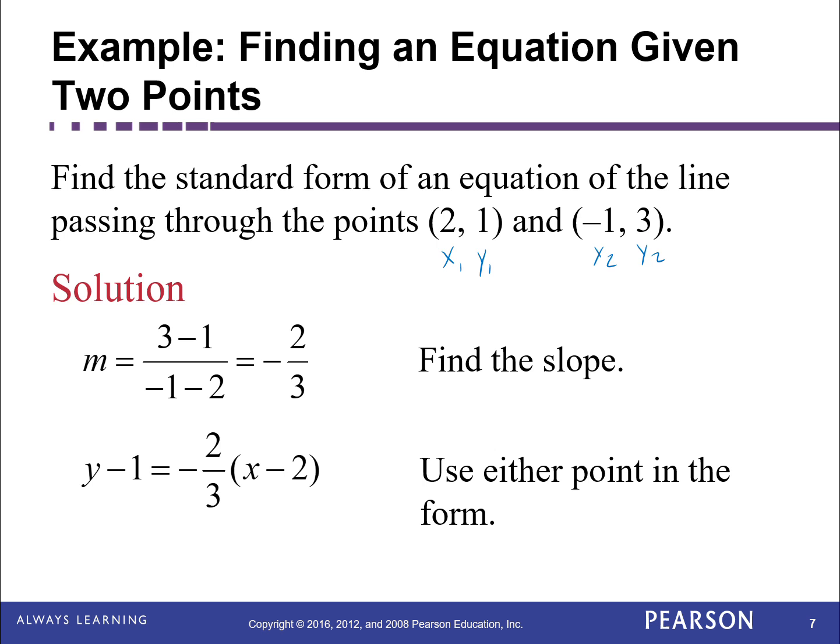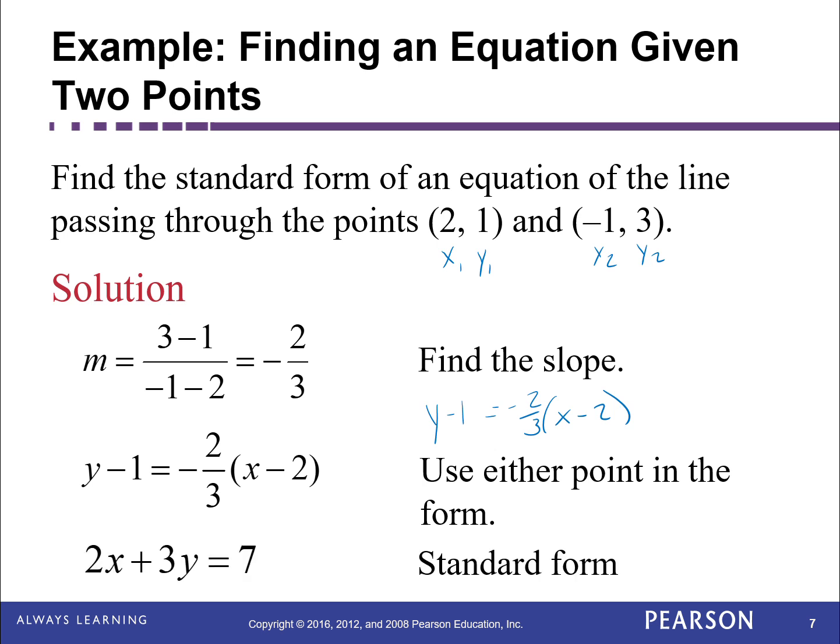Once we have the slope, we can use either point to put it into point-slope form. In this case, it looks like we are using the very first point. So we're going to do y minus y1, which is 1, equals the slope, which we found to be negative 2/3, times (x minus x1), which is 2.